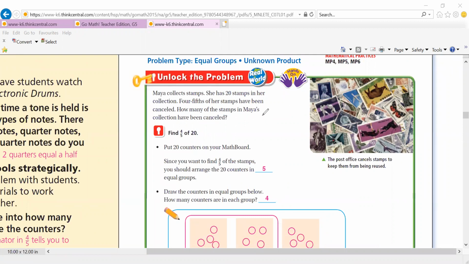4/5. How do you write 4/5? You write it 4/5. You call them 4/5. You don't say 4/5. You say 4. And this 5, you say 5ths, THS. I think Miss Susan has explained to you before that this is told as THS. 4/5, okay? 4/5 of 20. What does that mean?